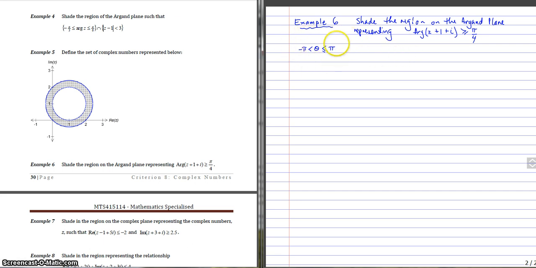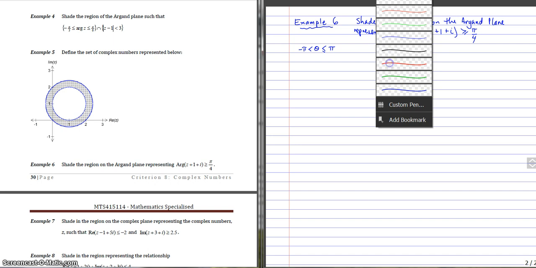Okay, so it's in this set of values for theta. The next thing to notice is that it's not extending from the origin, but a translation of 1 unit left and 1 unit down. Okay, and our angle is pi on 4. So we're going to need to sketch here.